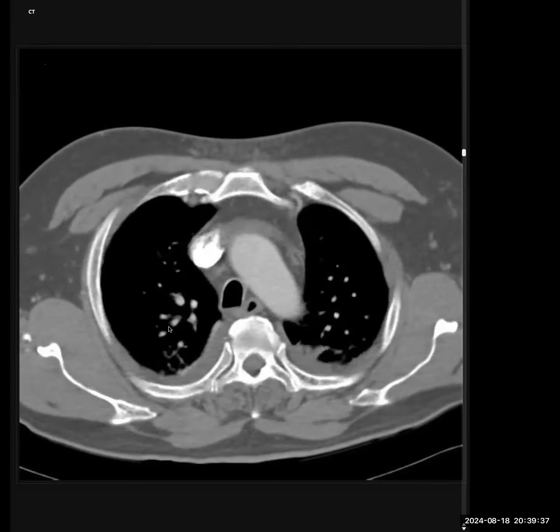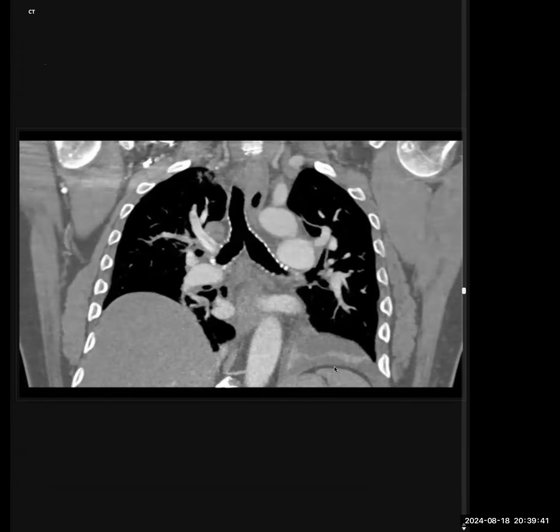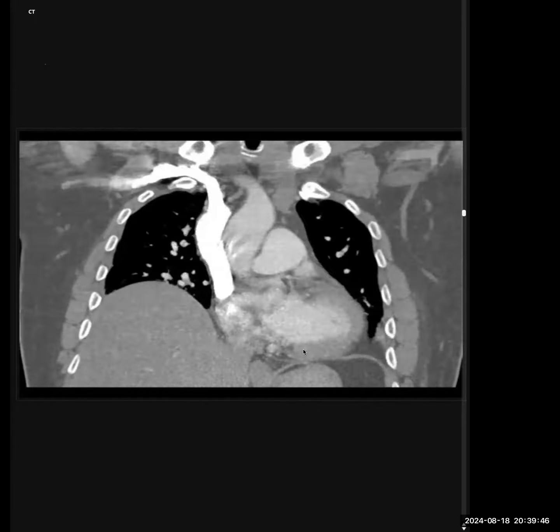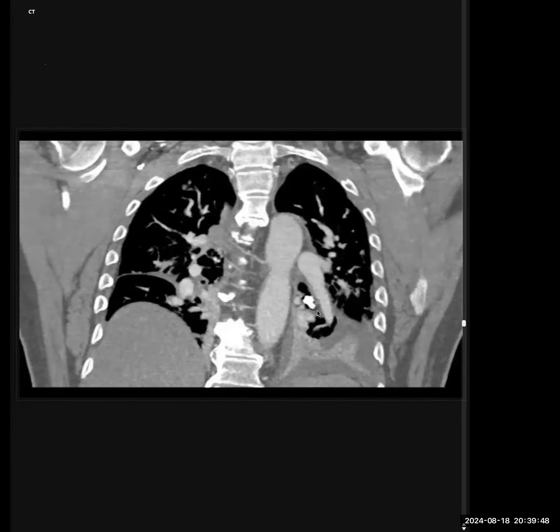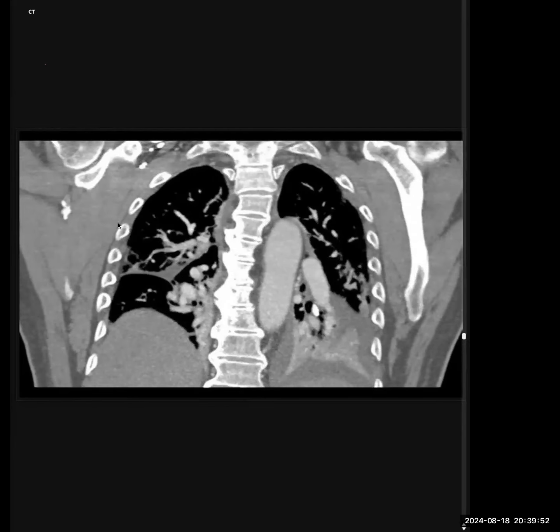Those PEs don't really add a lot of value to this particular case, because the main cause behind the sudden deterioration was thought to be the aspiration and not the small PEs that you see in multiple places.